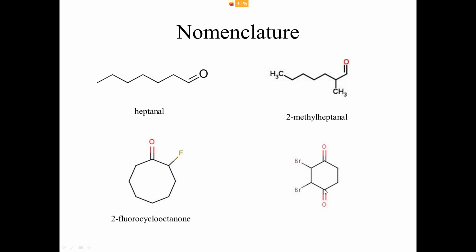How do we indicate 2? di. Where do we put the di? That's the important question. In front of the hexanone? Are there 2 hexanones? No.